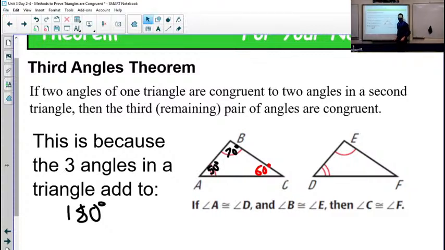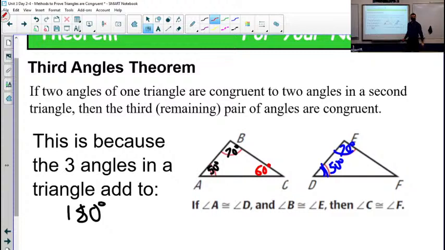Over on the other triangle, I haven't written down any measures in the other triangle yet, but I know that because this is 70, this is congruent to it, so it also has to be 70. And then this has got 2 tick marks, so it matches up with angle A and is also 50. And guess what? Now I'm trapped. Because I know this is 70 and this is 50. That only leaves 60 as my choice for that third angle to be. And ding, ding, ding, these two are the same.